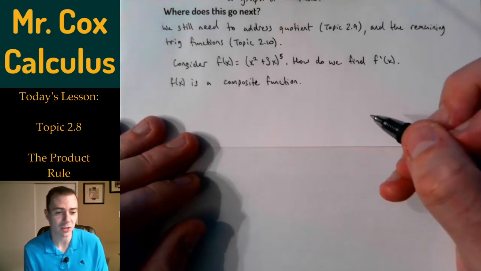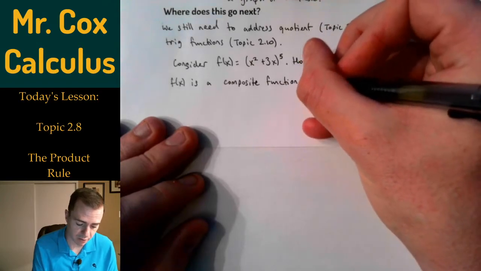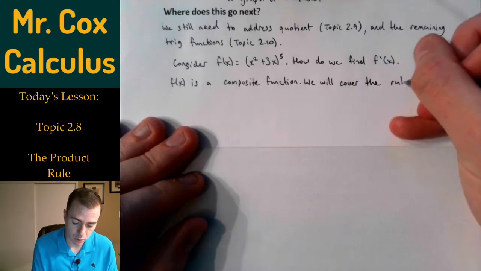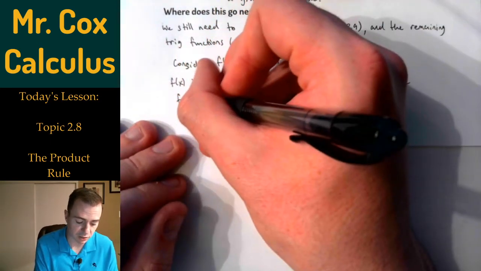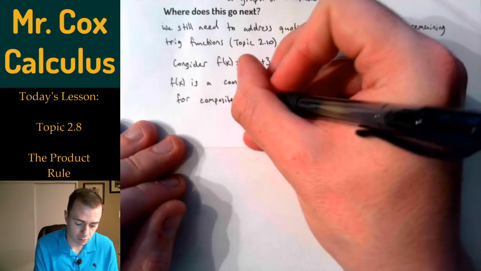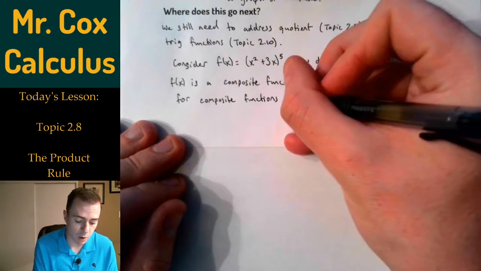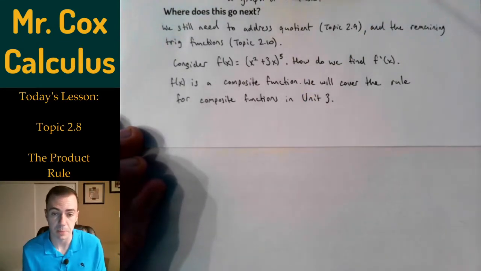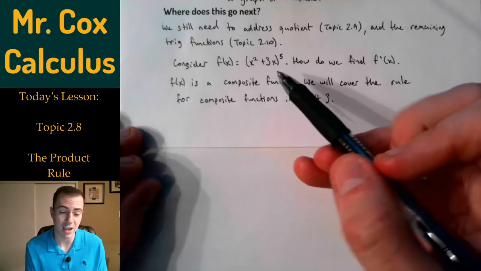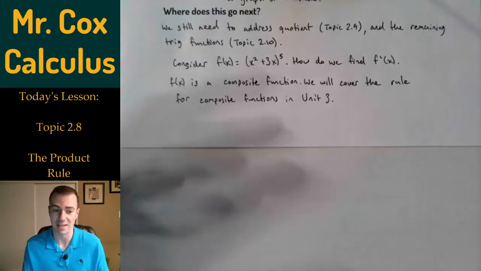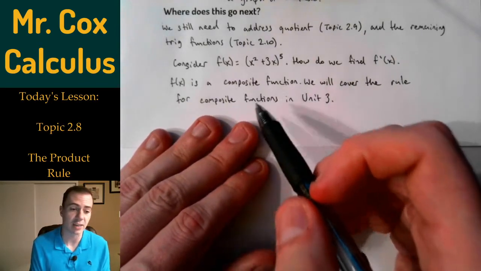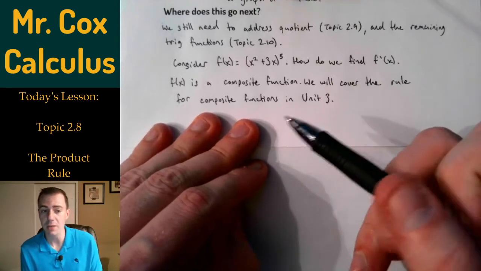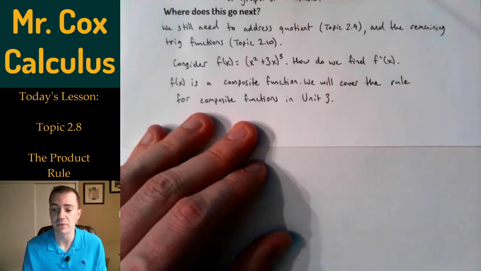And we actually have a special rule for those. We will cover the rule for composite functions. That actually is what we will focus on in Unit 3. In fact, it's the first topic of Unit 3. But we do have this idea where I could write it out 5 times. I really don't want to have to. And so we're going to look at how to take the derivatives of composite functions as well. And then we pretty much have a good idea of how to take derivatives moving forward in this class.